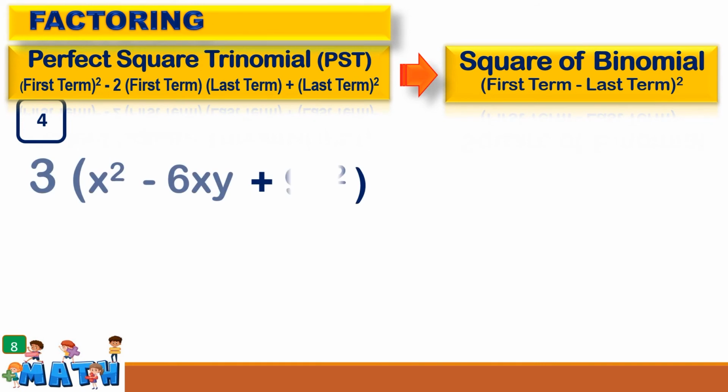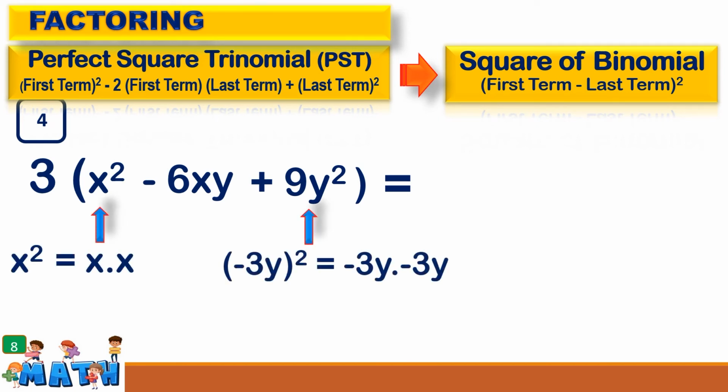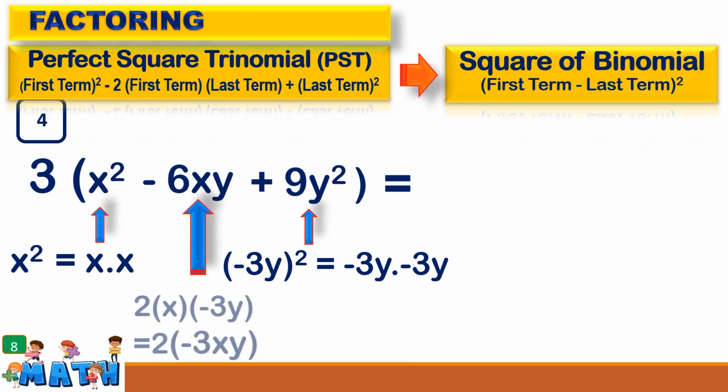And now we're going to get the factors of x squared minus 6xy plus 9y squared. So again, check whether the first and last terms are perfect squares. So x squared can be written as x times x, and 9y squared can be written as negative 3y quantity squared or negative 3y times negative 3y, since the middle term is negative. And checking for the middle term, we have x times negative 3y is negative 3xy, times 2 is negative 6xy. So we have a perfect square trinomial.